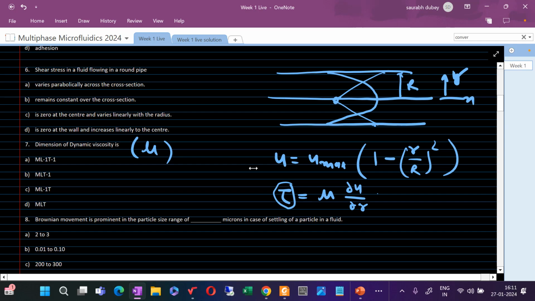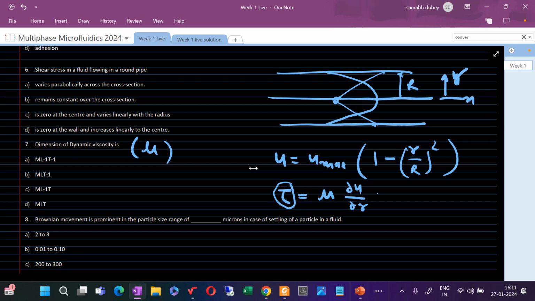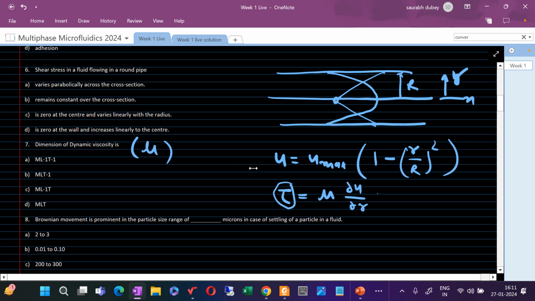You may start with tau equals mu del u by del r, and from there you can find the dynamic viscosity dimension. During bachelor's time, these were on the tongue and we could directly say. Now gradually we are heading to higher classes, so for these basic questions we have to calculate it with pen.